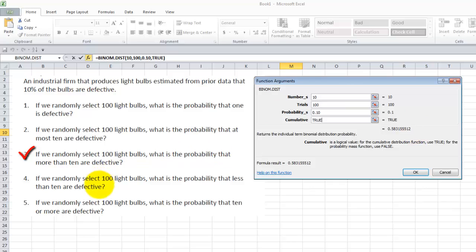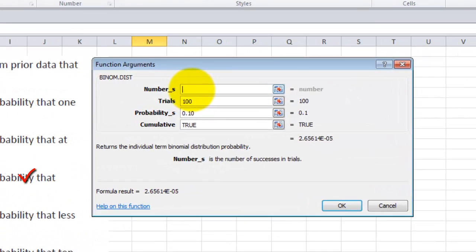All right. Fourth, if we randomly select 100 light bulbs, what is the probability that less than 10 are defective? Less than 10 will mean less or equal to 9. So in which case, here we change the number of successes to 9, and we will get the answer 0.4129.